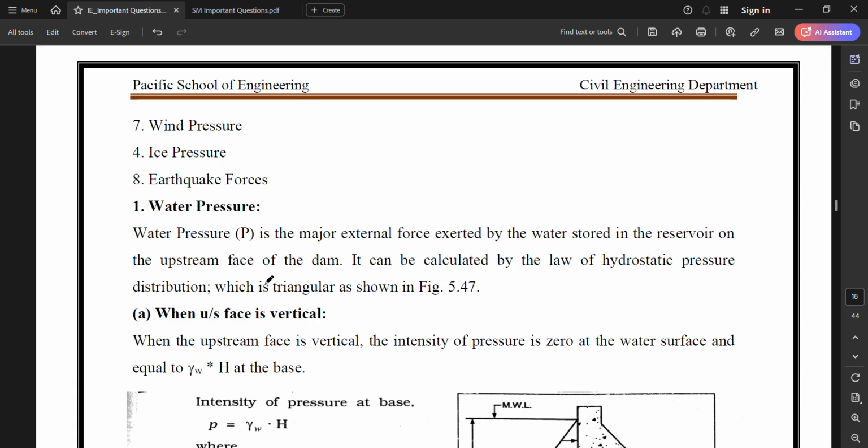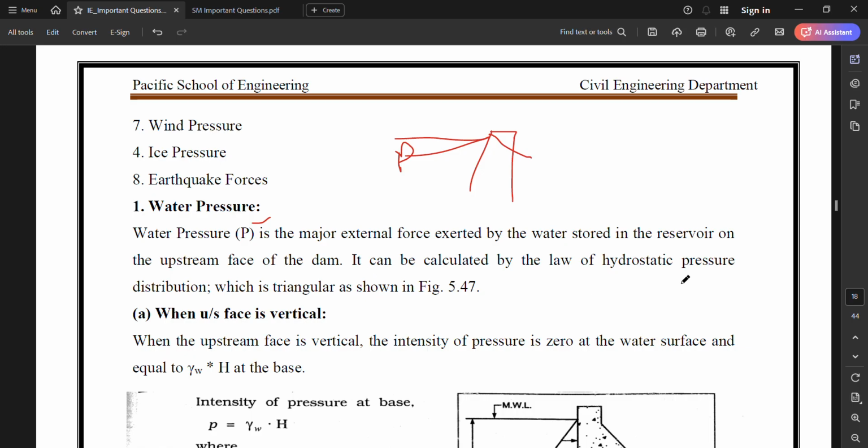Water pressure P. Let's consider P as the water pressure, the major external force exerted by water stored in the reservoir on the upstream face of the dam. If we create a dam, the pressure created by the stored water is called water pressure. This is the total pressure P. It is calculated by the law of hydrostatic pressure.